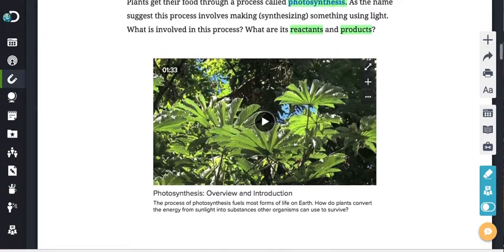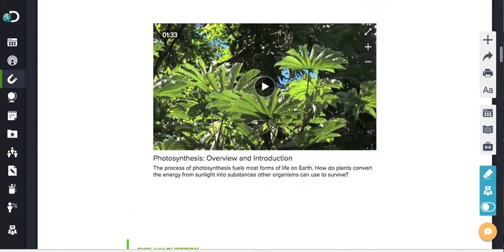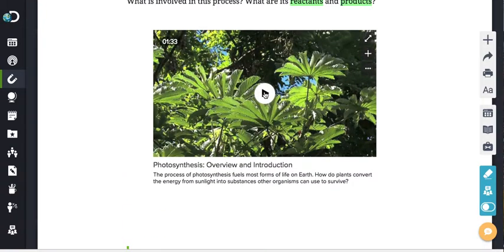Those are the products. Then we're going to watch a little video called Photosynthesis Overview and Introduction, and we're going to watch this one together as well.